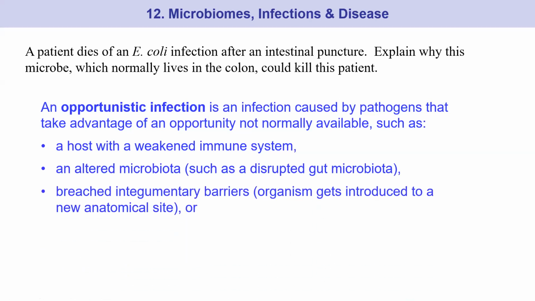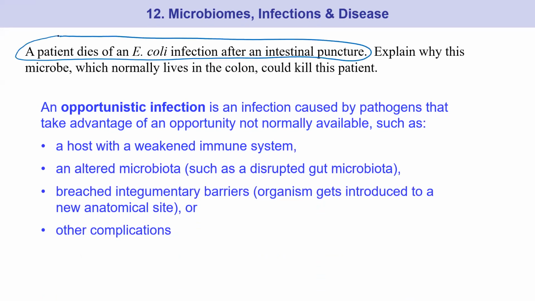Breached integumentary barriers. Now we're talking about an organism that's found in one place and gets introduced to a new anatomical site. And that's really what we're talking about here with this E. coli infection, right? We have an intestinal puncture, and so now E. coli is getting exposed probably to the blood. And of course, going from a normal benign situation, the organism is now causing a lot of trouble.